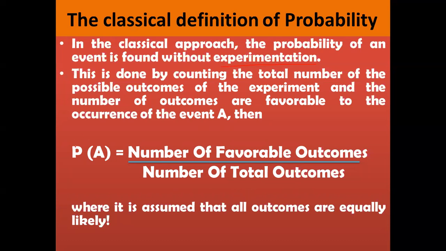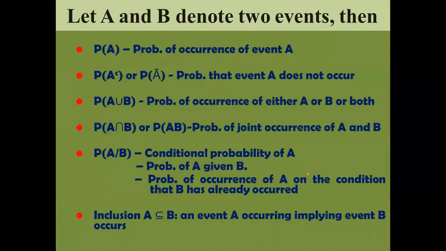So I repeat the classical definition of probability. Probability of an event A is the number of favorable outcomes divided by the total number of outcomes. So with this classical definition of probability, let us go with some notations that will be used throughout.